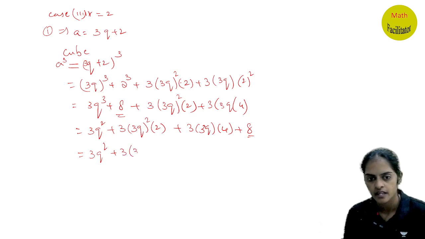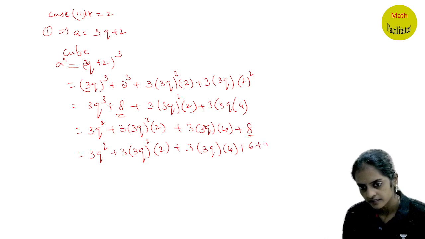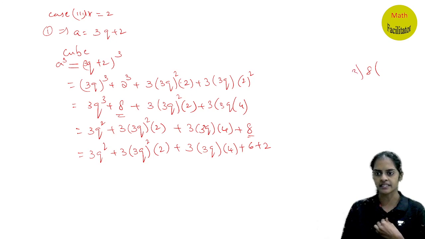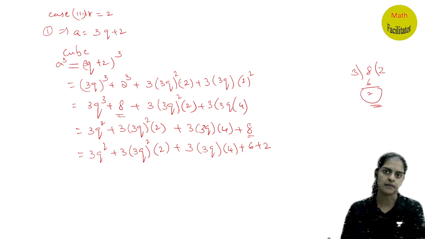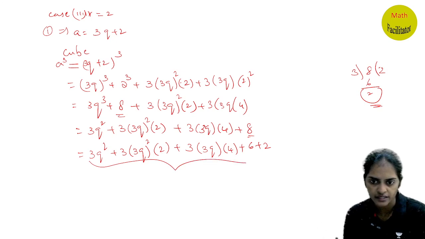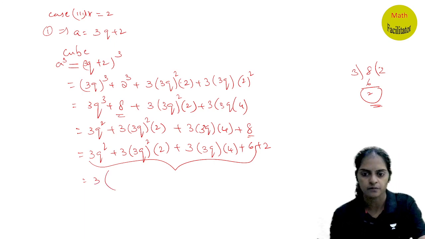How will you split? The b value is 3. So look where 8 fits in the table of 3. We know 3 2s are 6. So if I divide 8 by 3, I get 3 2s are 6, and 2 is the remainder. So 8 I can write as 6 plus 2. Now from all this, till 6, I can take 3 common. If I take 3 common, I'll get something here.